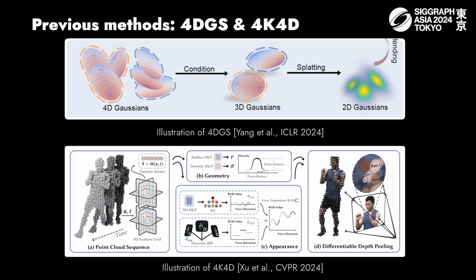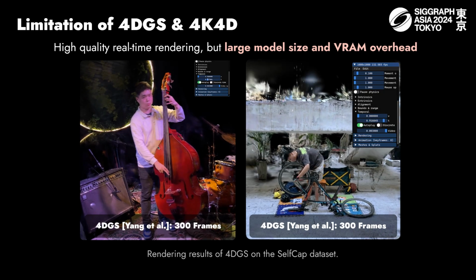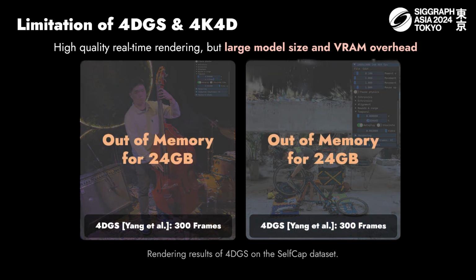There's another line of work that employs a more powerful explicit scene representation such as point clouds or 4D Gaussians. However, these methods generally only operate on short volumetric video sequences, 1 to 2 seconds. When applied to longer videos, these approaches require very large models that could not fit in memory. For example, for a typical 24 GB high-end consumer-grade graphics card, one could only fit a 300-frame sequence for 4DGS before the model runs out of memory.